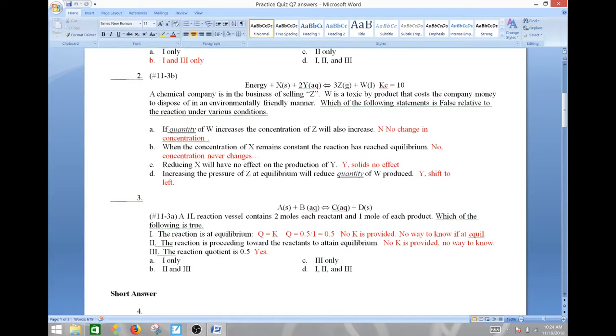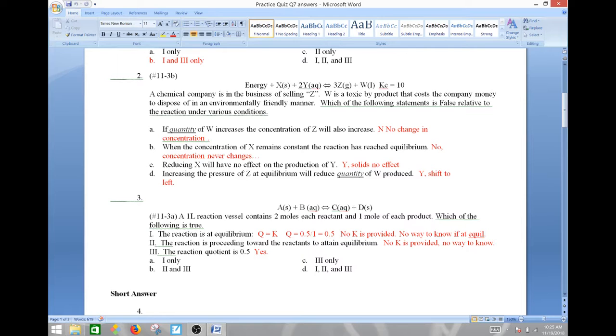If the quantity of W increases, the concentration of Z will also increase. W is a liquid, so it's not going to change concentration. When the concentration of X remains constant, the reaction has reached equilibrium. The answer is no, because the concentration of X really is never going to change. But if the concentration of Y were to hold constant, then yes, we would be at a system where everything is holding steady and we would be at equilibrium. C, reducing X will have no effect on Y. Yes, solids have no effect.